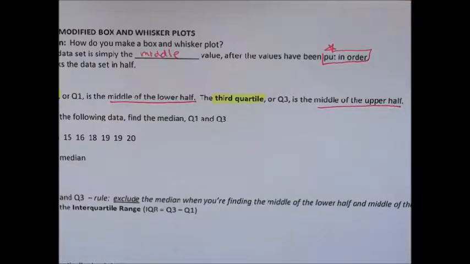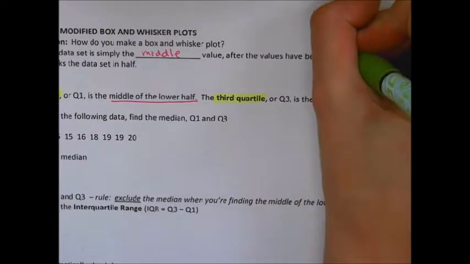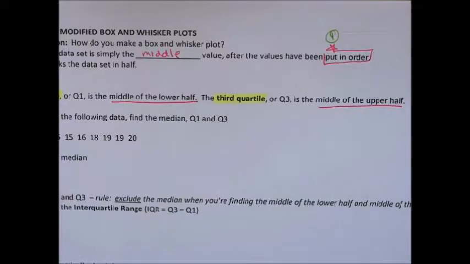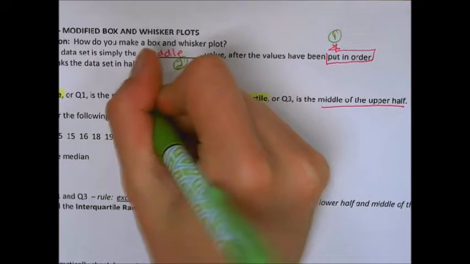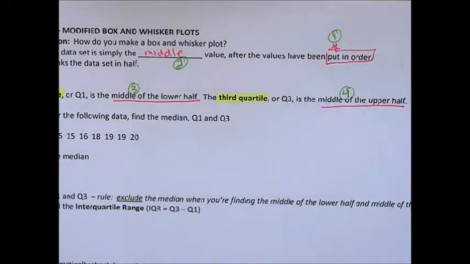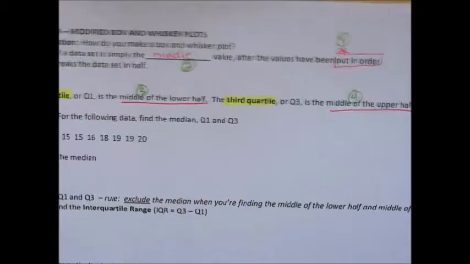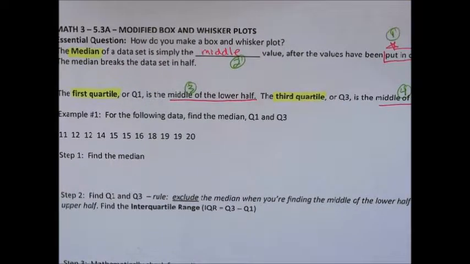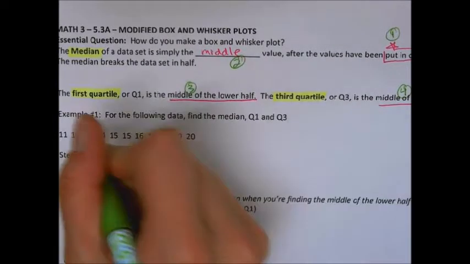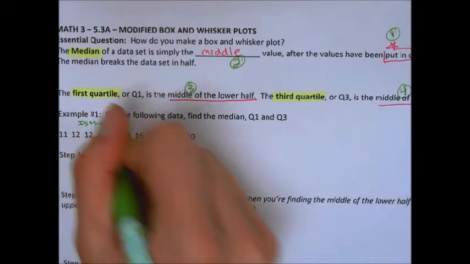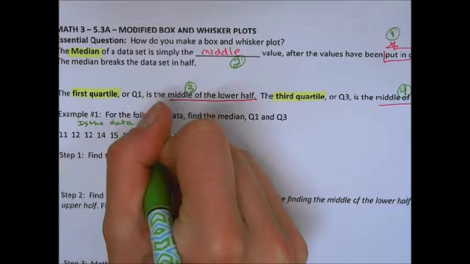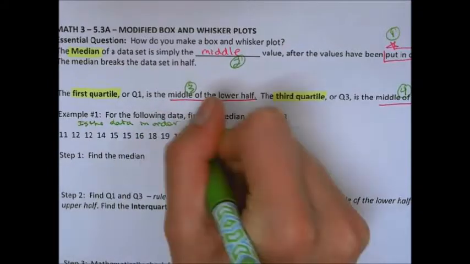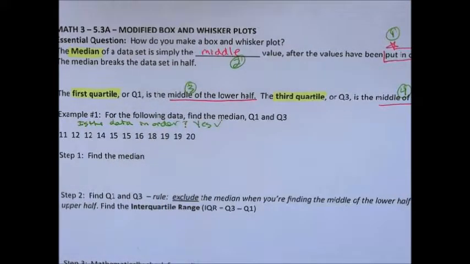So the first thing we'll always do is put them in order. Then we're going to find the middle. Then we can find the middle of the lower half and the middle of the upper half. Let's go ahead and try this with example 1. For the following data, find the median, Q1 and Q3. So first question, is the data in order? Yes. So we don't have to put it in order.